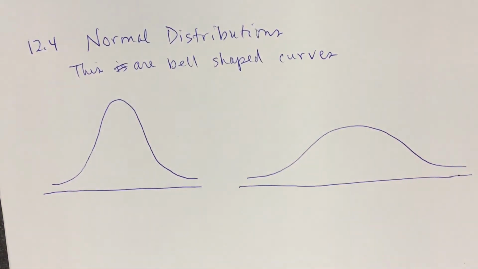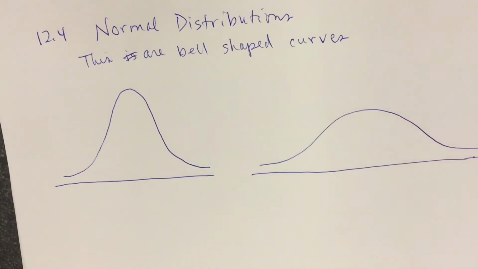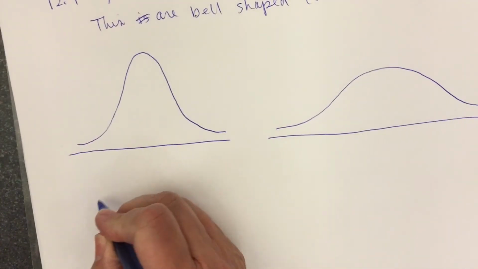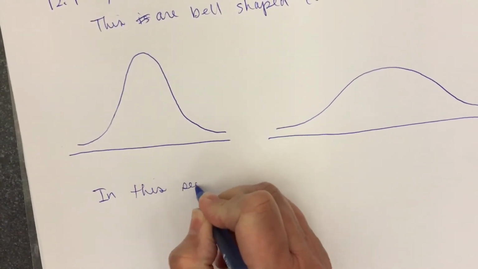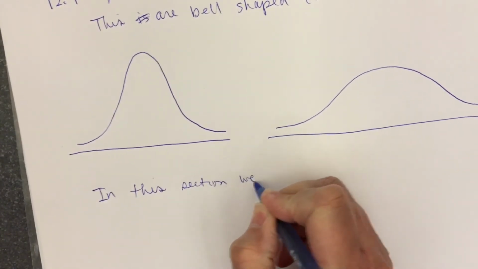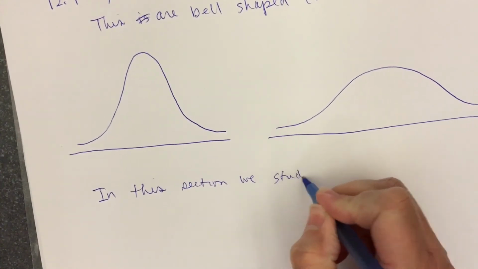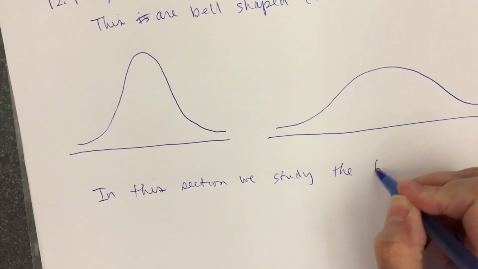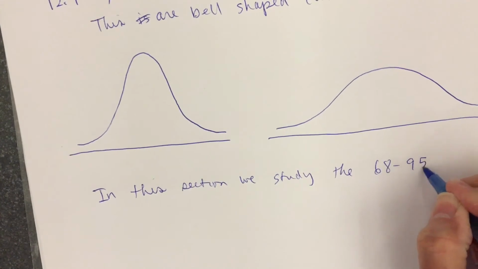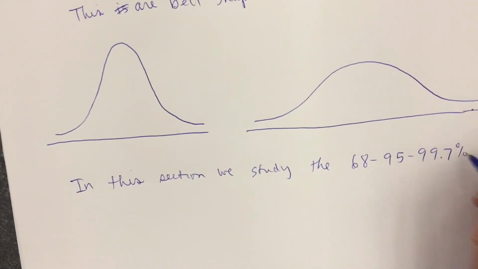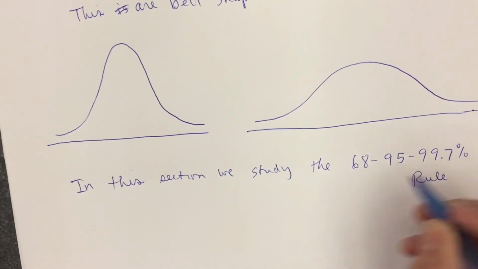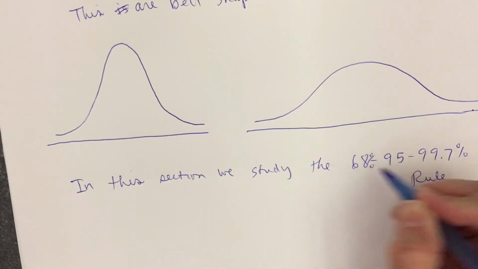What we're looking at in 12.4 is called the 68, 95, 99.7 rule. In this section, we study the 68, 95, 99.7. These are percentages rule. Maybe I should have written percent after each one.